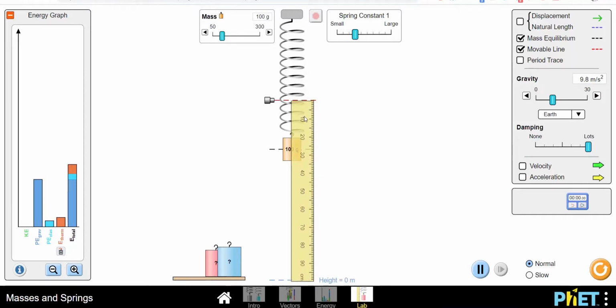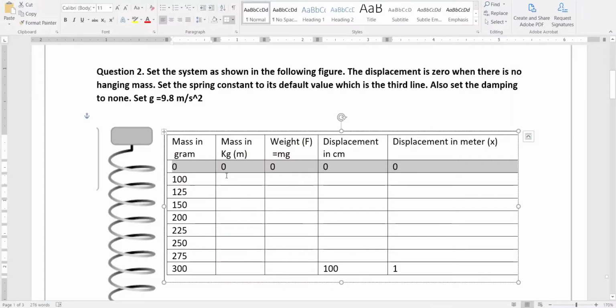So this will again be an approximate value. So this value is now 27 centimeter. So with 100 gram mass, the displacement is 27 centimeter. And you need to change this displacement to meter here. So you have to divide it by 100, which will be 0.27.